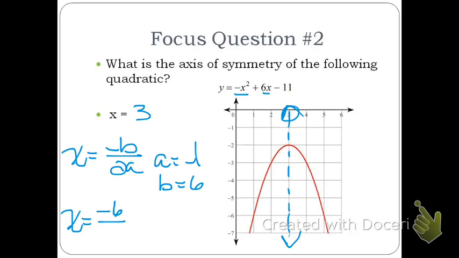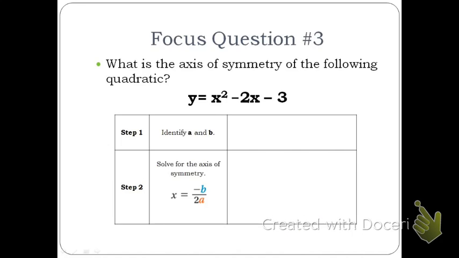So 2 times negative 1 is equal to negative 2. So negative 6 over negative 2 equals a positive 3. There you go, the exact same answer. Yes, it's nice when they give you the graph, but make sure you can use the formula, remember the formula, to find the axis of symmetry.